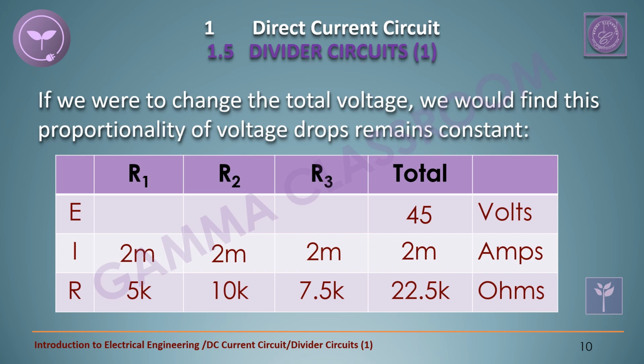If we change the total voltage from 45 to 180, let's do the calculation. In this circuit, we know the resistance and the voltage. Then we do the calculation and we get 8 milliamp. Since in the series circuit the current is the same everywhere, R1 has 8 milliamp, R2 has 8 milliamp, and R3 the same, 8 milliamp.